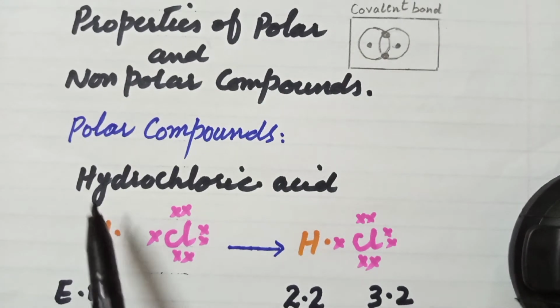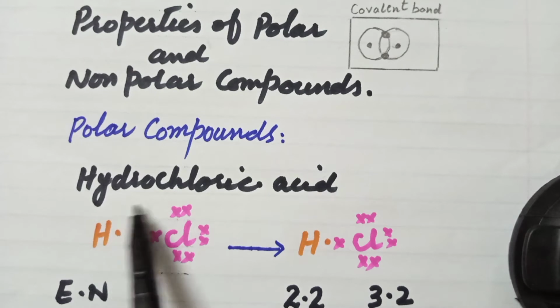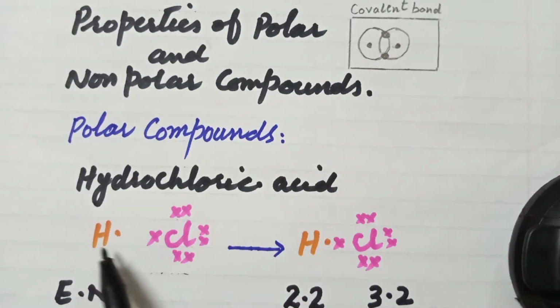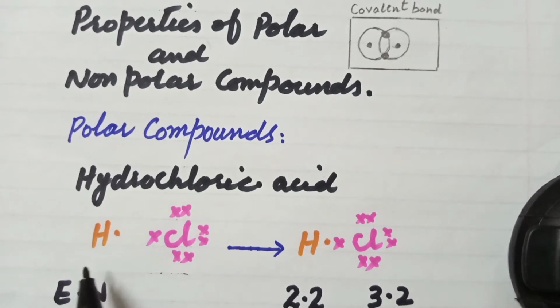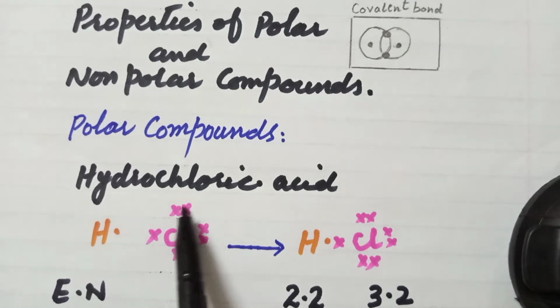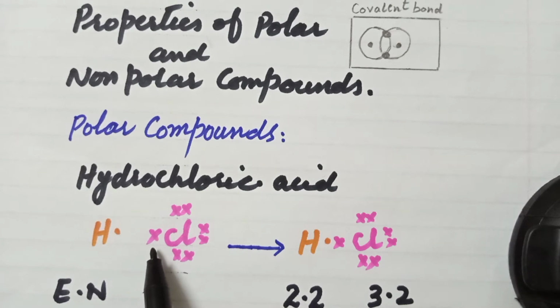To explain the properties of polar compounds, I have taken the example of hydrochloric acid, which consists of two different types of atoms, hydrogen and chlorine. Hydrogen has one electron in its outermost shell and it needs one electron to complete its duplet. And chlorine has seven electrons in its outermost shell and it also needs one electron to complete its octet. Both of these two atoms combine to form a molecule of hydrochloric acid. By sharing this electron pair, the duplet of hydrogen is completed and the octet of chlorine is also completed.